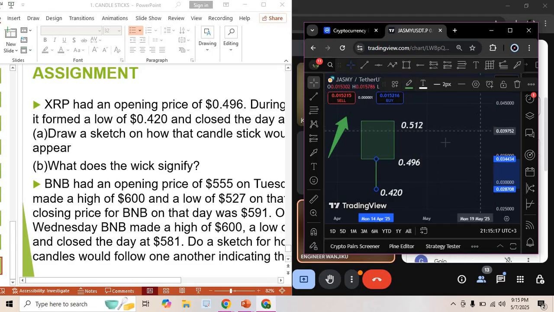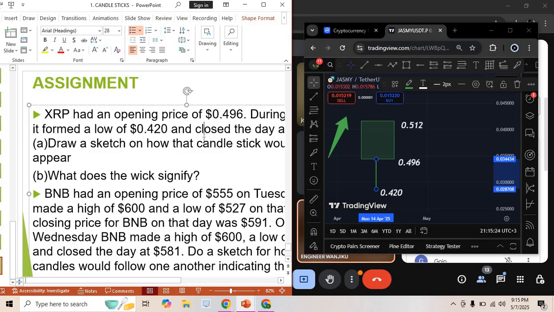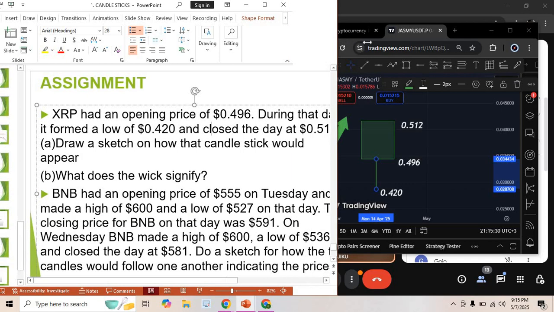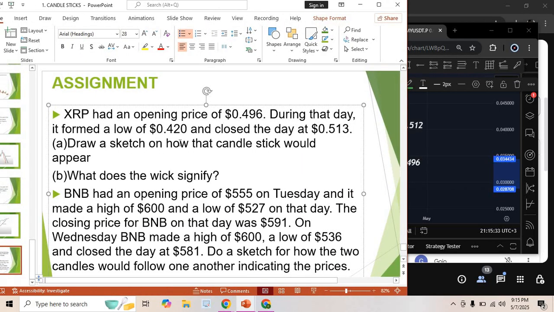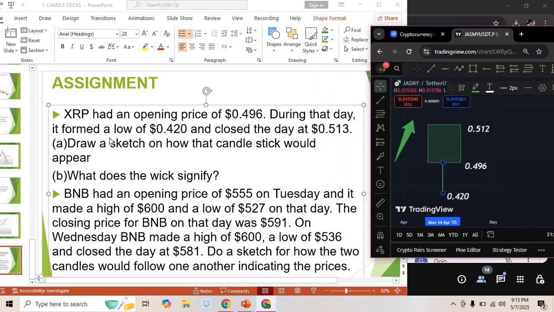Green like that. So in short, what Joseph is saying, let me try and squeeze this. I don't know why it's not working. But anyway, XRP had an opening price of 0.496. During that day, it formed a low of 0.420 and closed that day at 0.513. So draw a sketch of how that candlestick will look.